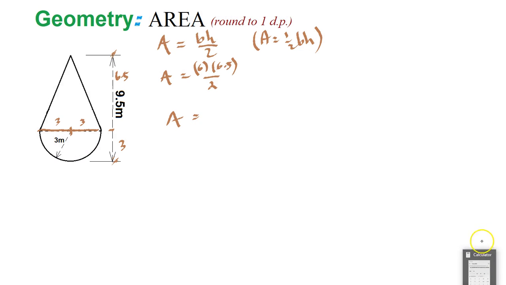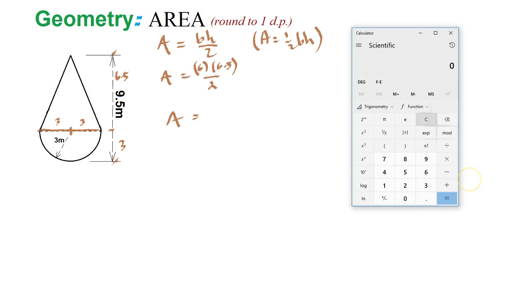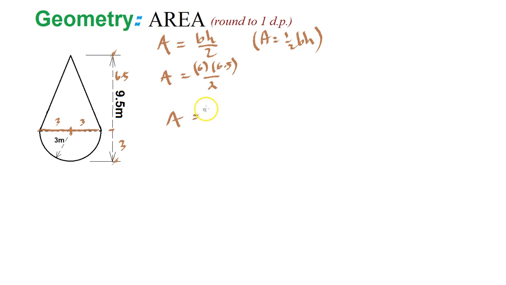So let's actually do that with a calculator. Let's get a calculator up to help us. So we've got 6 times 6.5, and then we divide that by 2, and we get 19.5. So we know that the triangle is worth 19.5. Now we just need the circle.